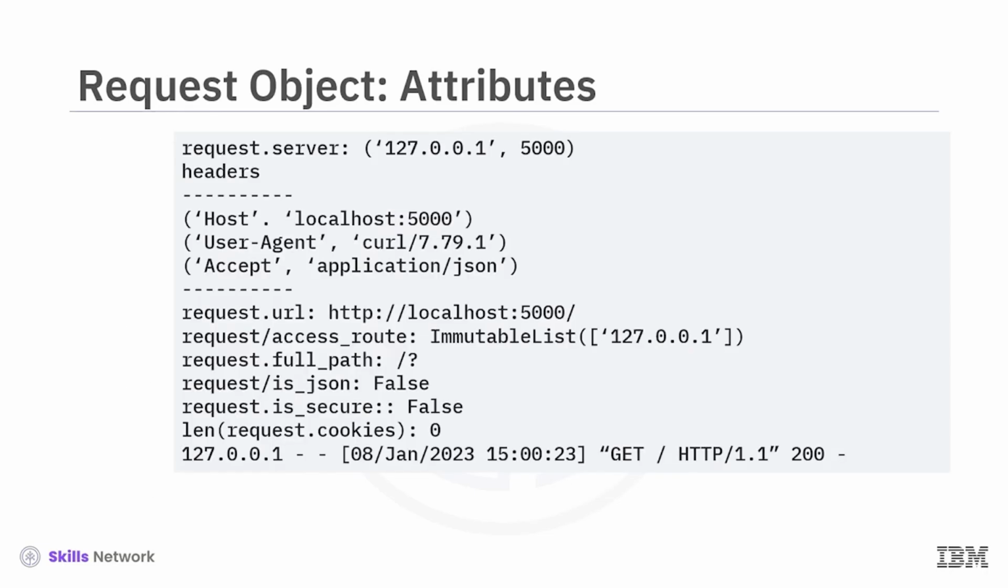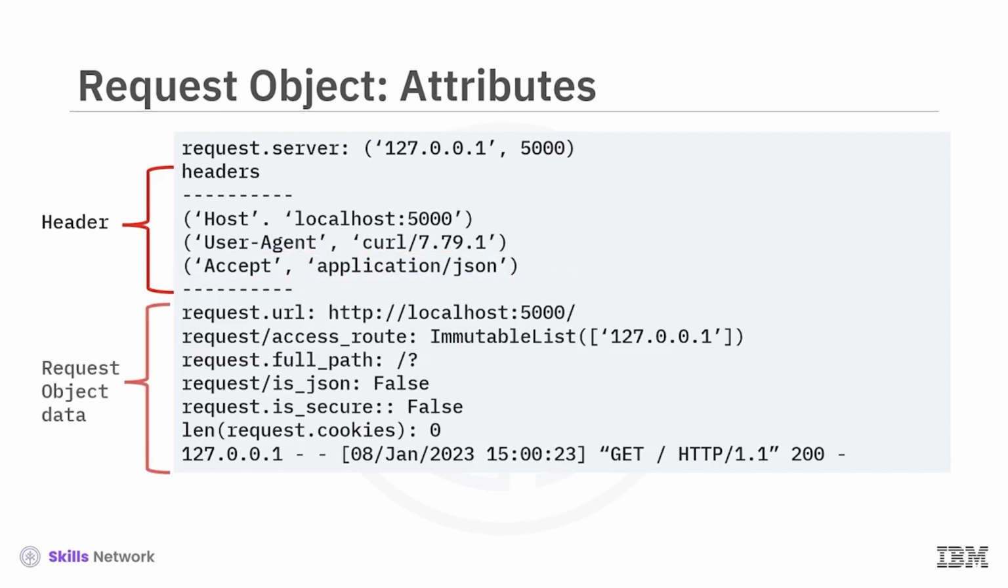Let's now look at some actual values printed on the server when a client makes a request. In this case, the client is the curl command from the terminal. The request server is 127.0.0.1 or localhost at port 5000. You next print out some headers. The host is the full path of localhost:5000. The user agent is curl version 7.79.1. And the client has requested the content type of application/JSON.